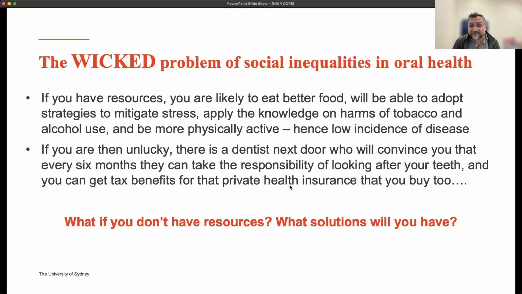But then some of you, if you are unlucky, and you get the disease, there's a dentist next door who will convince you that every 6 months they can take responsibility of looking after your teeth. And if you end up buying private health insurance in Australia for that reason, you might actually end up getting more money from the government from private health insurance benefit and tax benefits. So it's just amazing how the system is skewed already to create that inequality, and how it is supporting you if you are on the better end of the spectrum. But what if you don't have resources? What solutions will you have?